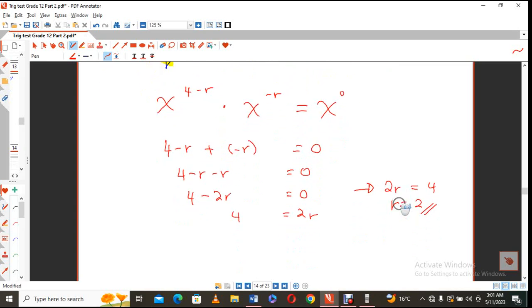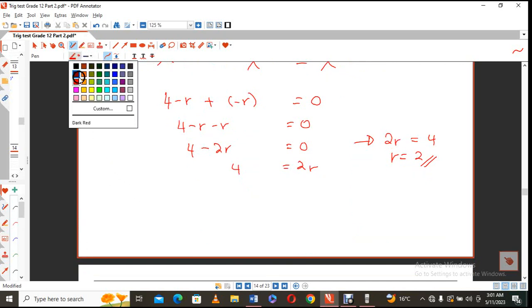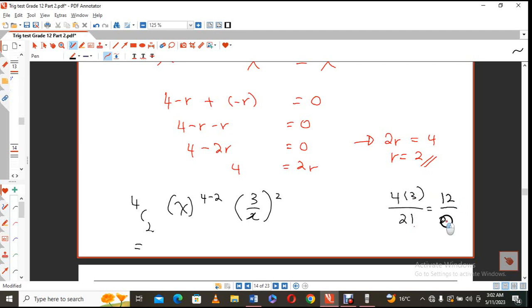It's totally up to you. So this is going to be 4 choose 2, because we know what the value of r is, and then I have x, then I'm going to have 4 minus 2, and then I'm going to have 3 over x raised to the power of 2. Okay, 4 choose r is a calculated value. All right, if you don't know how to calculate it, it's 4 times 3 over 2 factorial. Of course, this is 12, and that is 2 times 1, and that answer is 6.